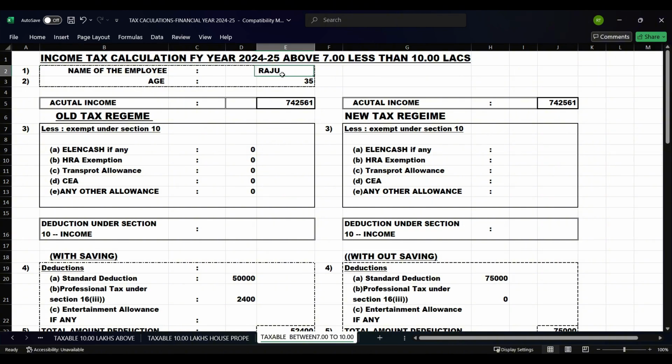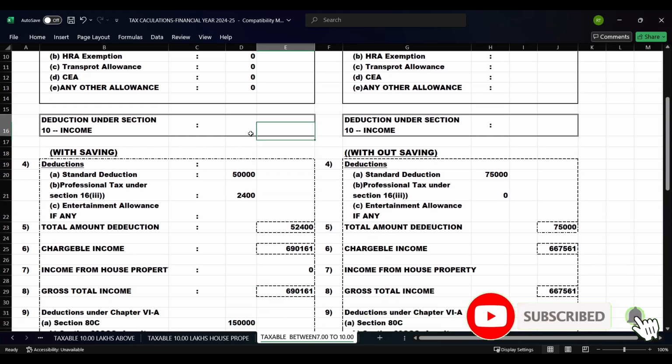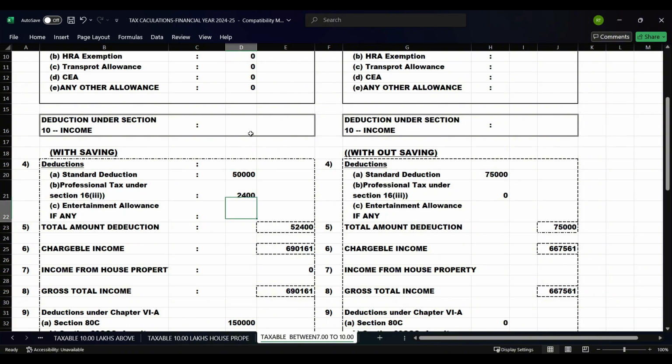For example, I have taken Raju, and the age is 35 years. Roughly his actual income is 7 lakh 42,561. The calculation of the old tax regime as well as the new tax regime can be seen on the left and right side. First we discuss the old tax regime. Raju has 7 lakh 42,561 income, and the standard deduction as per the income tax rules is 50,000 and the professional tax deduction is 2,400. The deduction is 52,400 and gross total income is 6 lakhs 90,161.